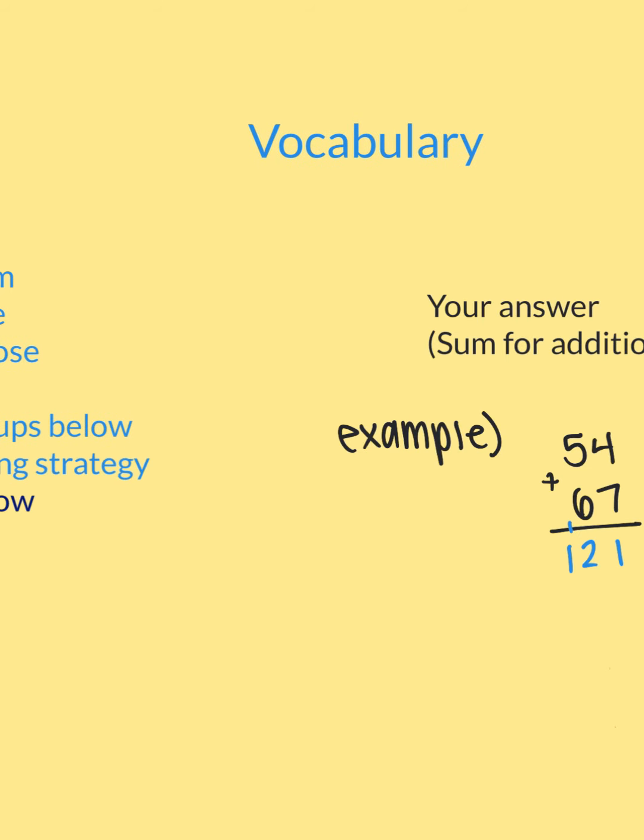Our last vocabulary word is total below, which is really just your answer. And for our addition example, it would be the sum. So 54 plus 67 again, we have 7 plus 4, which equals 11. Carry the 1 to the tens place, and you have 5 plus 6 plus 1, or 50 plus 60 plus 10, which equals 120. So it's 121 as our sum, which is the total below.